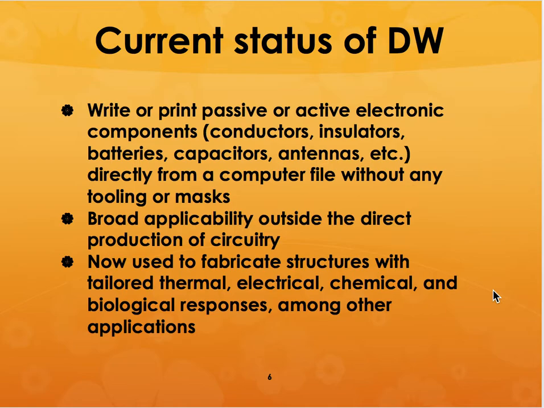So, what is the current status of direct write? You can write or print passive or active electronic components. You can write any kind directly from a computer file without any tooling or mask. And many of these are being used for making insulators, antennas, etc. And it has very, very broad applicability outside the direct write technology. And it is now being used for fabricating structures with very, very tailored thermal, electrical, chemical responses, and maybe biological responses. So if you want to make sensors and things like that, direct write is a very good technology to do that.